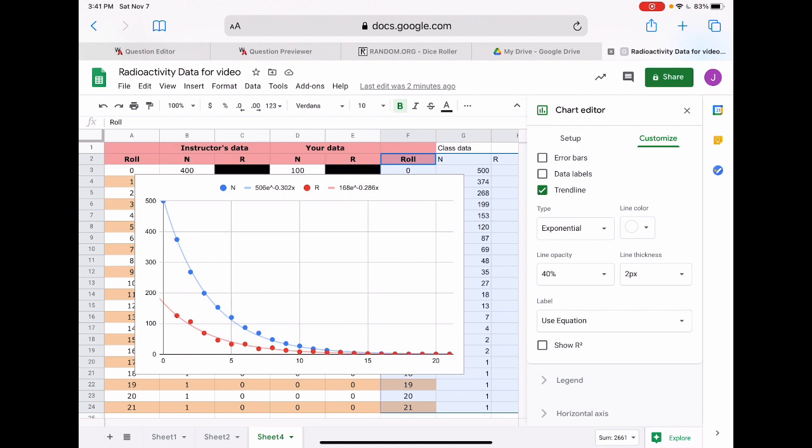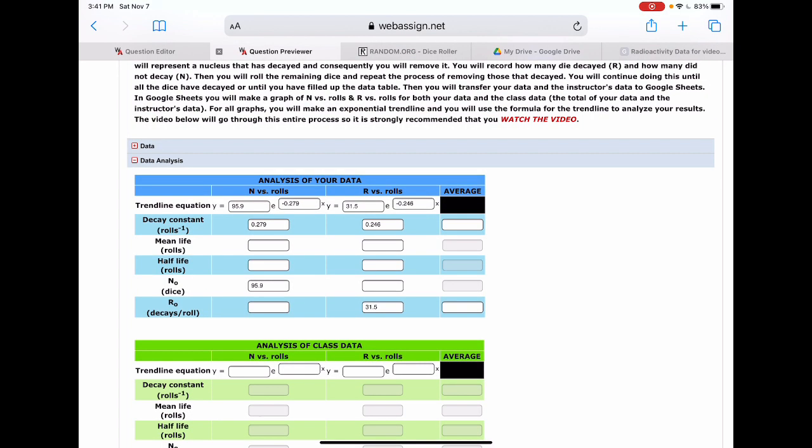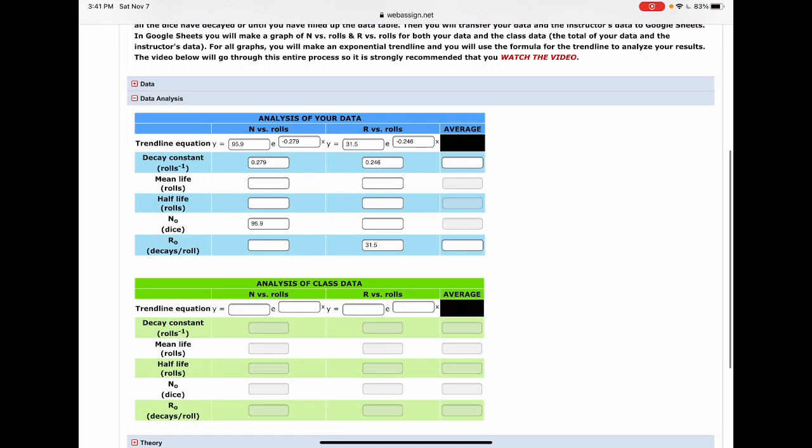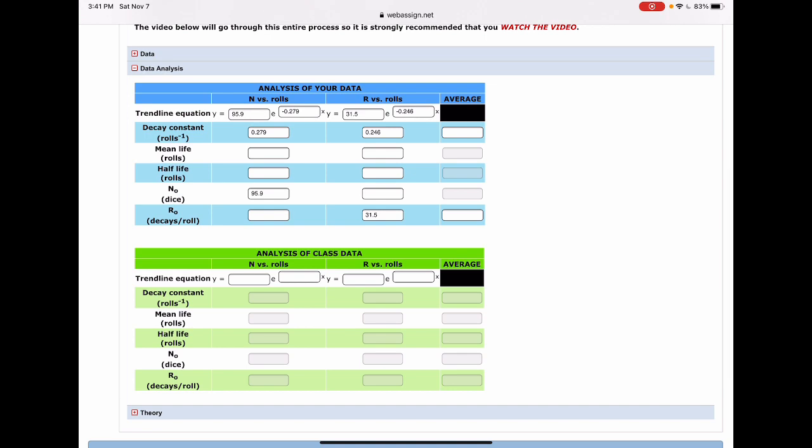But this is how you do the lab. As you go through, you get the data, you get your Google Sheet to make the graphs and do the trendlines, okay? You use that, put those into the tables, do the calculations to get the mean life, the half-life, to get N naught from the R data and to get R naught from the N data, get your averages, okay? And then you're going to have a few questions down here in the theory section that you need to answer. But that's it, so have some fun.